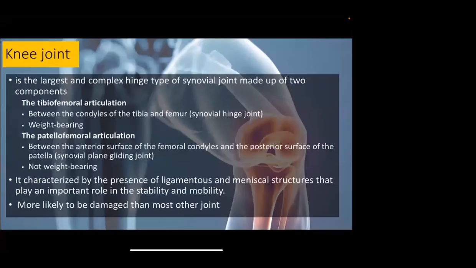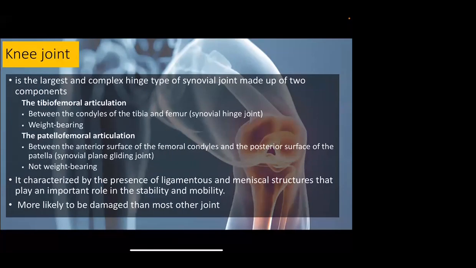The knee joint is the largest and most complex hinge type of synovial joint, made up of two components: the tibiofemoral articulation between the condyles of the tibia and femur, a synovial hinge joint which is weight bearing, and the patellofemoral articulation between the anterior surface of the femoral condyles and the posterior surface of the patella, which is a synovial plane gliding joint and not weight bearing.